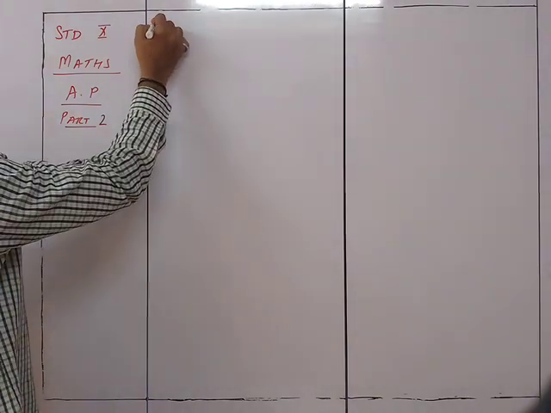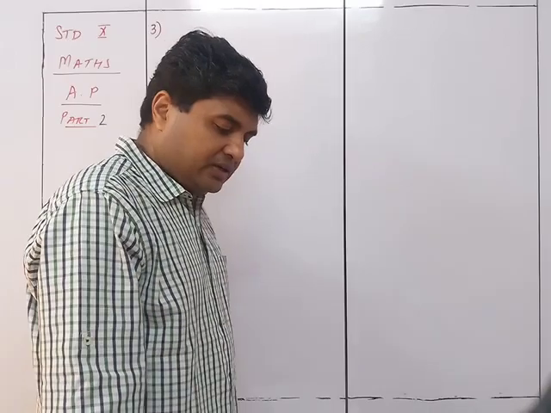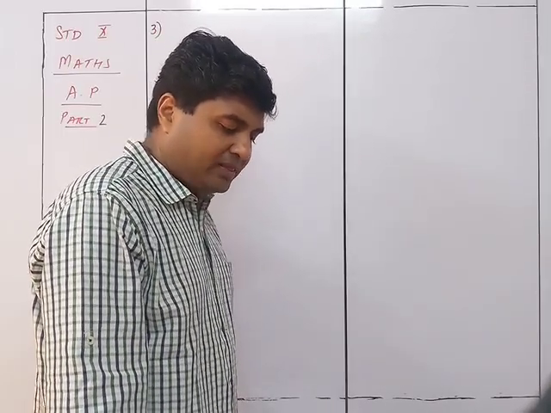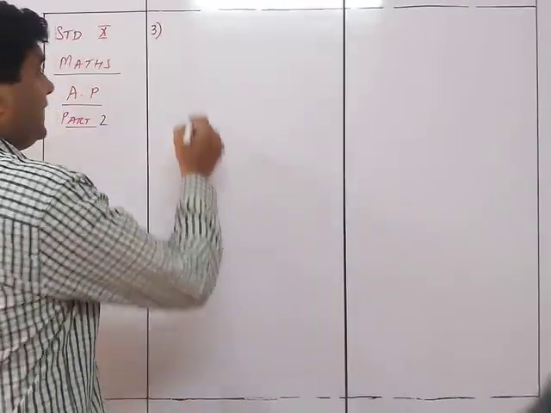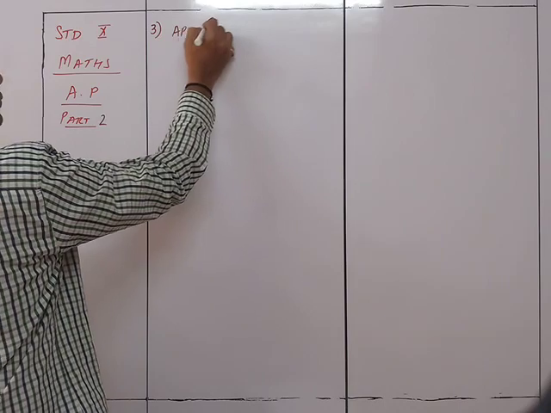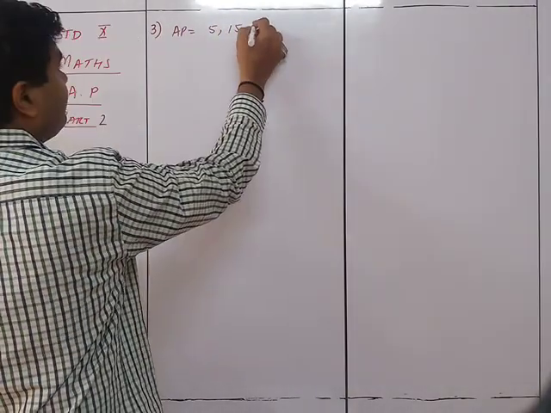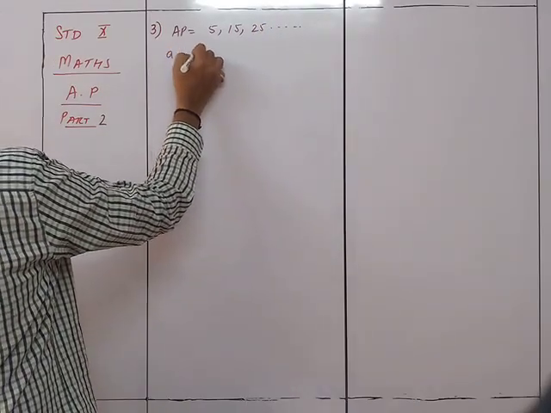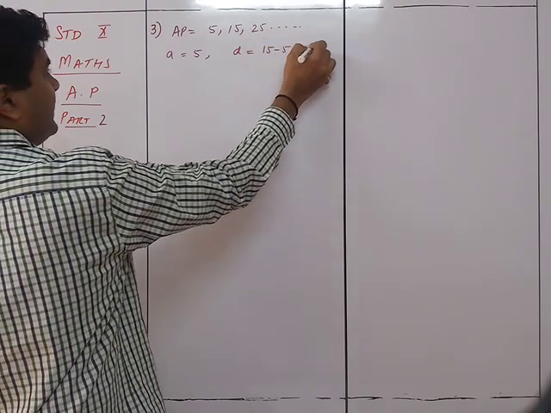Okay, sum number 3. Which term of the AP 5, 15, 25 and so on will be 130 more than the 31st term? So the AP is 5, 15, 25, and so on. So we have A is equal to 5 and D is equal to 15 minus 5, which is equal to 10.